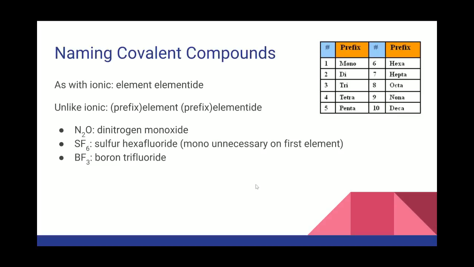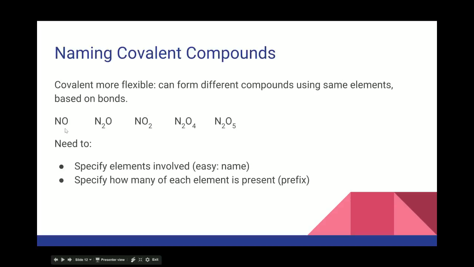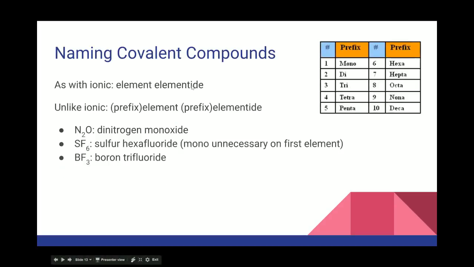So, as with the ionic compounds, it's element-ide. So you have nitrogen and oxygen, you can have nitrogen oxide, right? Well, yes and no. There's a nitrogen and an oxide. Okay. Then you use prefixes to specify how many of each element there are.